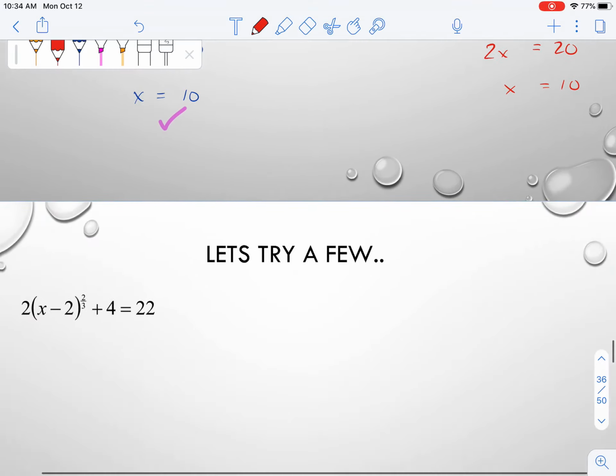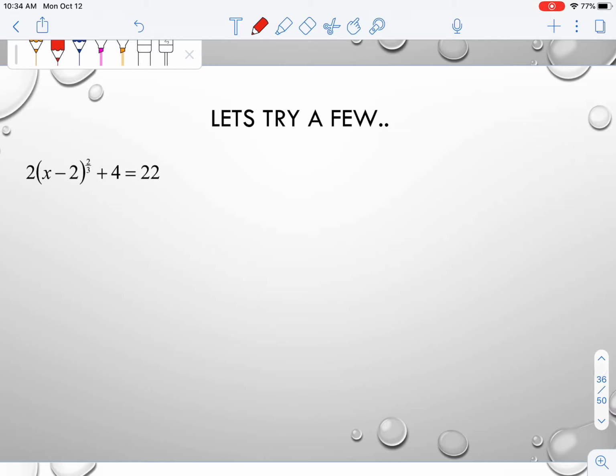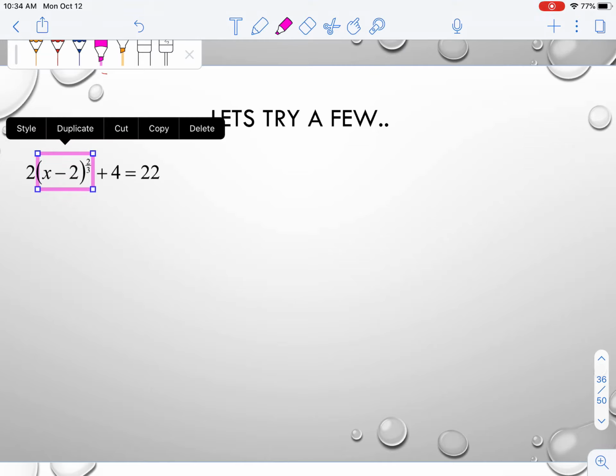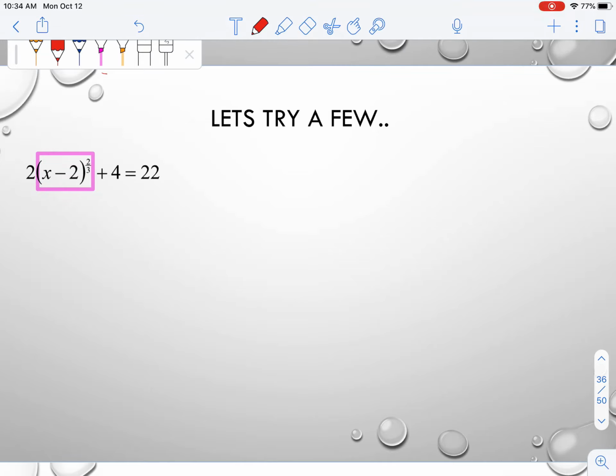So here I have 2 times the quantity x minus 2 raised to the 2/3 power plus 4 equals 22. So again, the very first thing I need to do is isolate my radical here. So I need to get this all by itself. To do that, we're going to subtract 4 on both sides. It's going to give me 2 times x minus 2 to the 2/3 power equals 18. And when I divide by 2, I'm going to get x minus 2 to the 2/3 power equals 9.